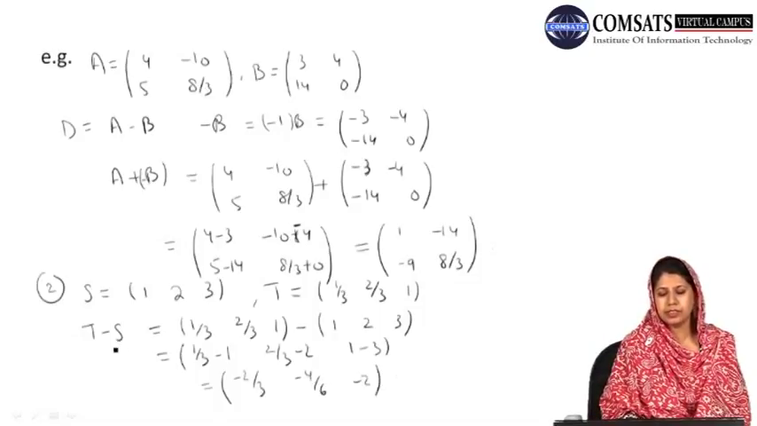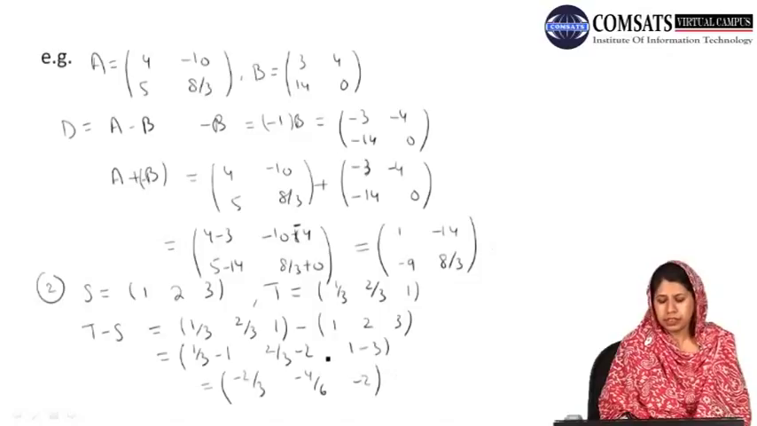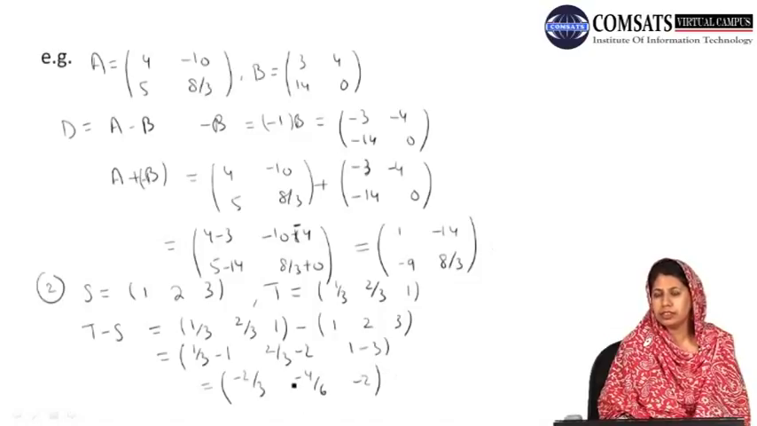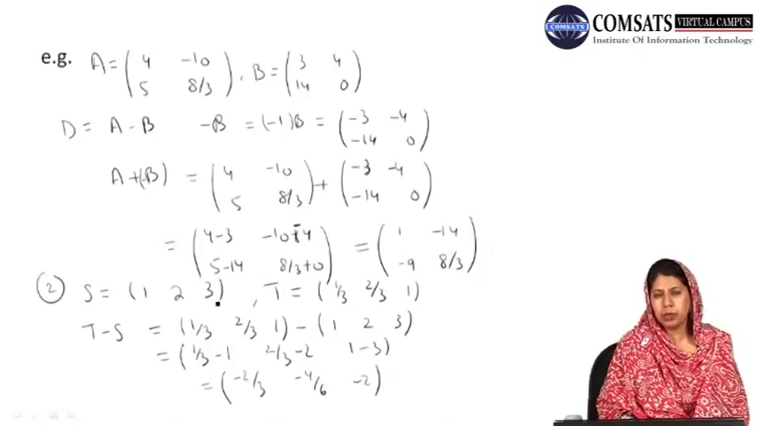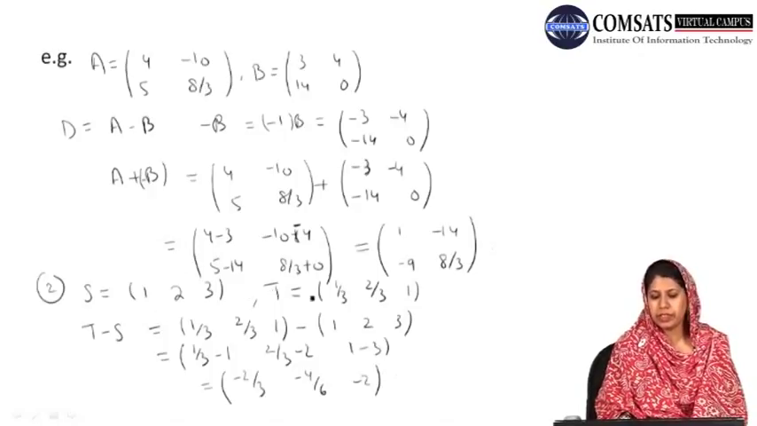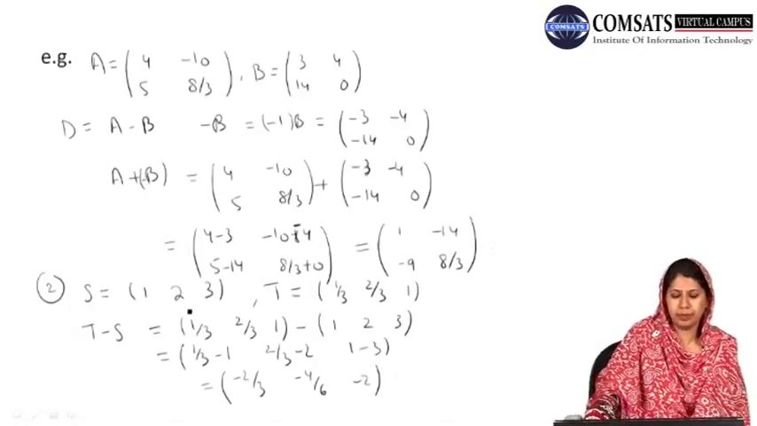So T minus S is a matrix with all the entries negative, and since we have said that a matrix may have a real entry or a complex entry, having negative entries is not a problem. And here both the matrices S and T have the same order, that is 1 row and 3 columns, both are row matrices, so they can be added or subtracted easily.